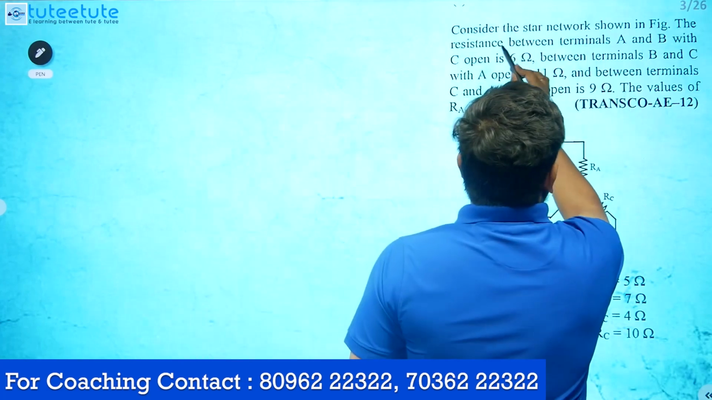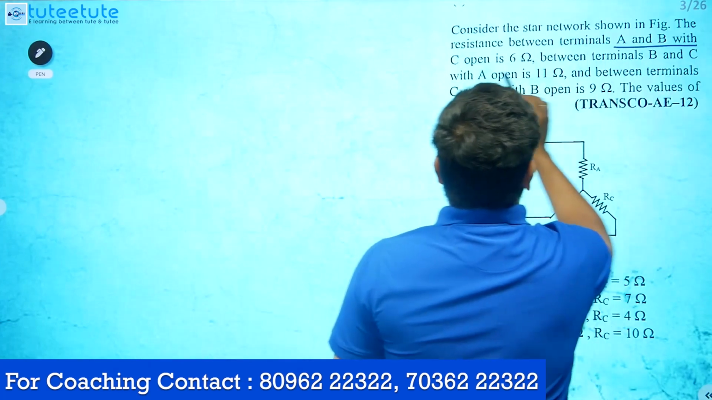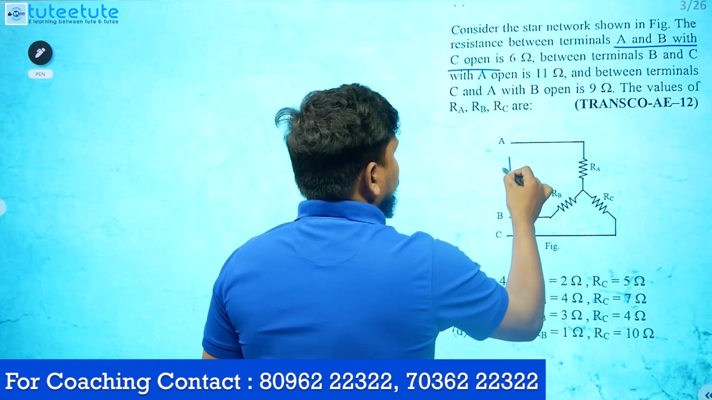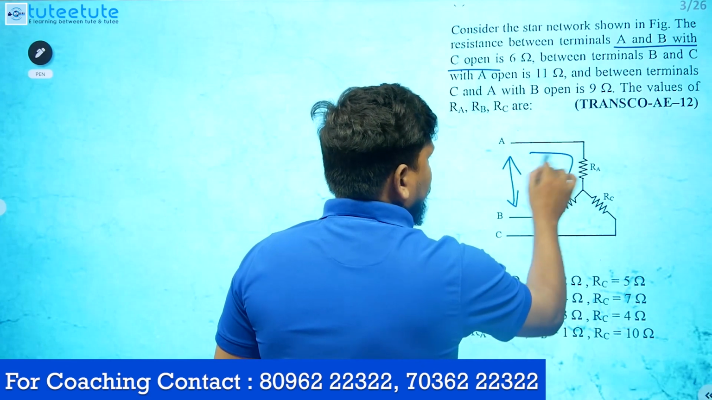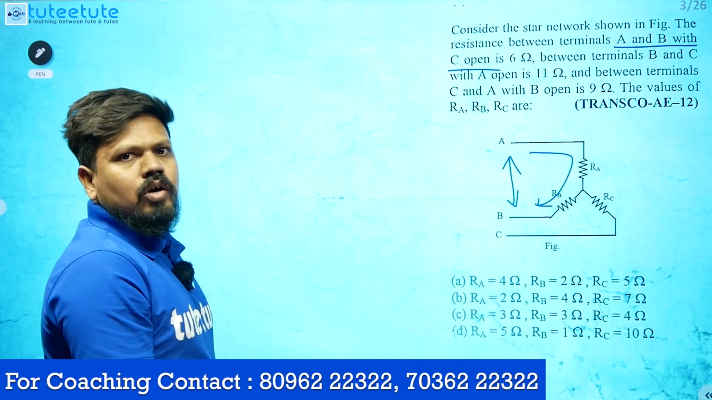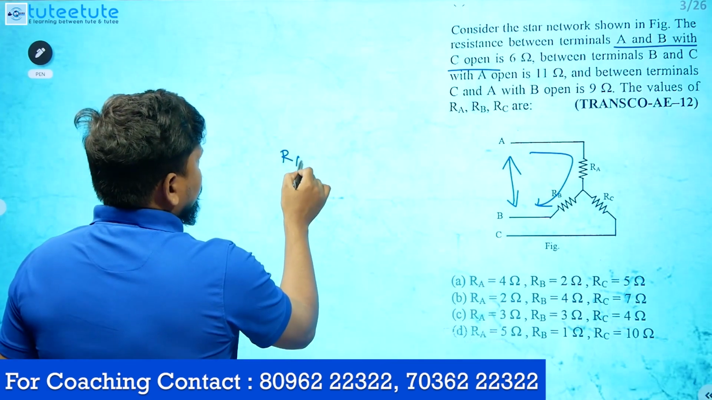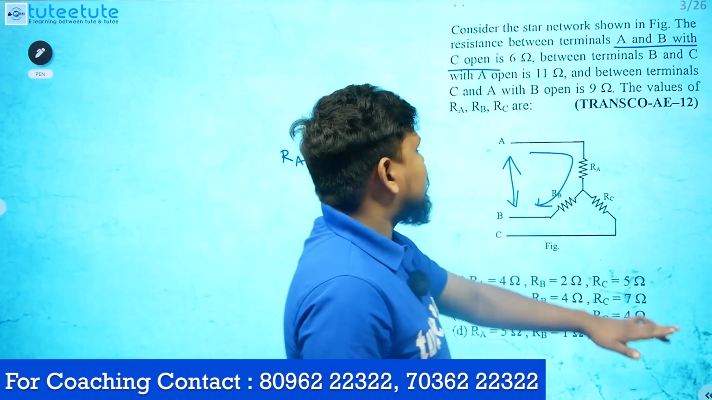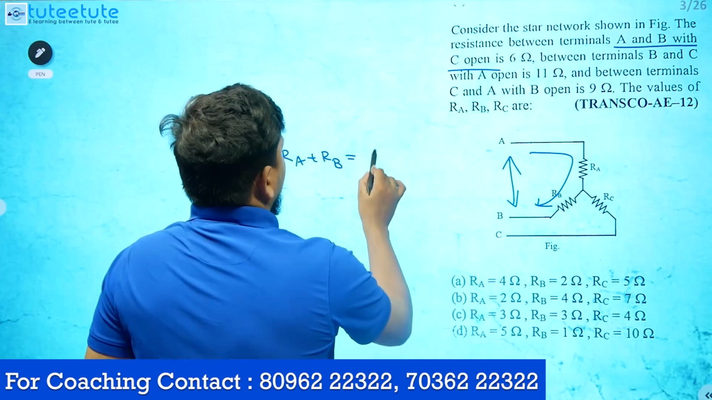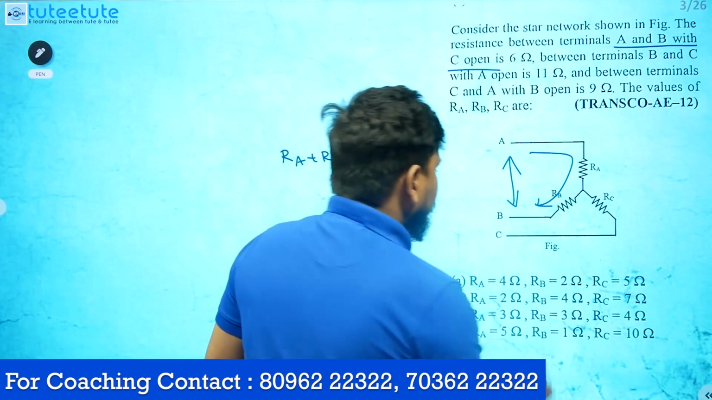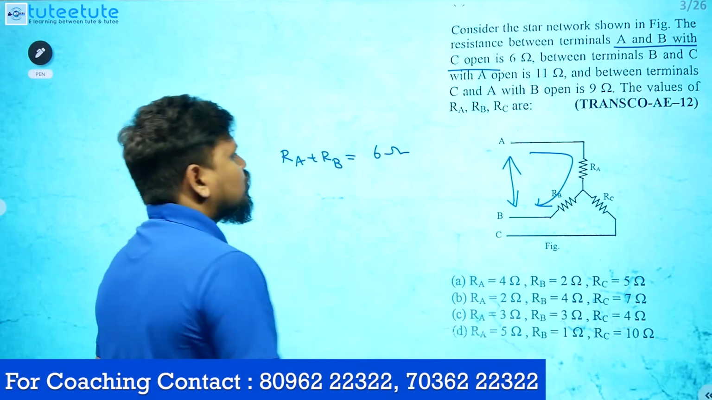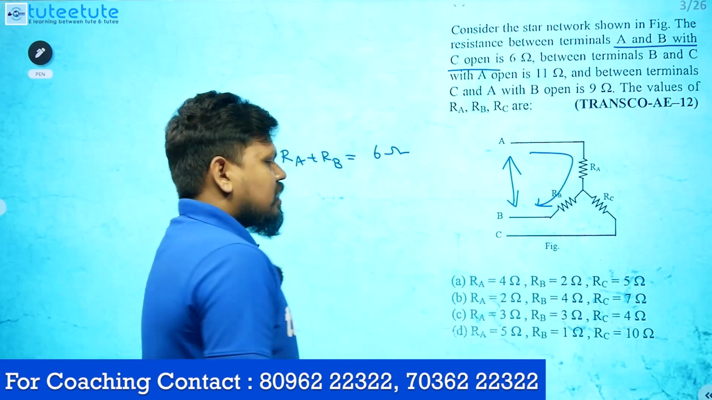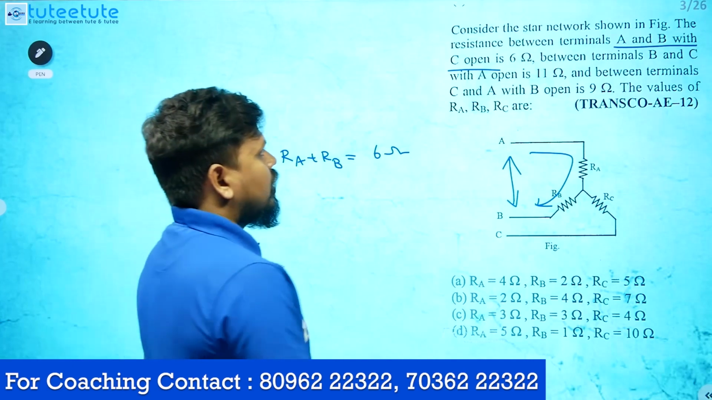The resistance between the terminals A and B with C open. C open means C is not there, so the resistance between these two is RA plus RB. That is what they have given, nothing else. With C open, no need to consider this. They have given it as 6 ohms. Immediately check the options: RA plus RB, everything you will get as 6 ohms only. Check the options, 4 plus 2, 4 plus 2, 3 plus 3 and 5 plus 1, everything is 6 only. Check the other one.